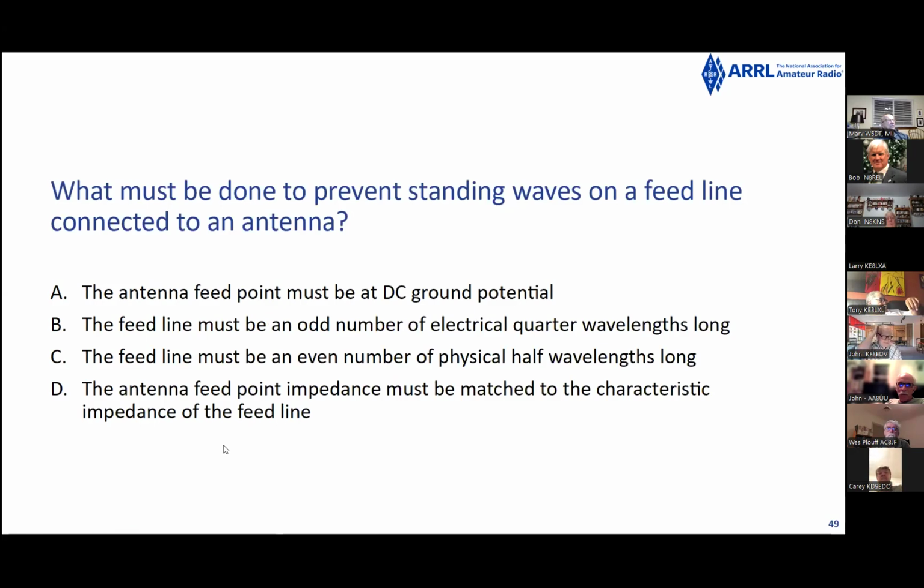What must be done to prevent standing waves on a feed line connected to an antenna? The antenna feed point must be at DC ground potential. The feed line must be an odd number of electrical quarter wavelengths long. The feed line must be an even number of physical wavelengths long. The antenna feed point impedance must be matched to the characteristic impedance of the feed line. Should be delta. Yes, delta. The antenna feed point impedance must be matched to the characteristic impedance of the feed line.